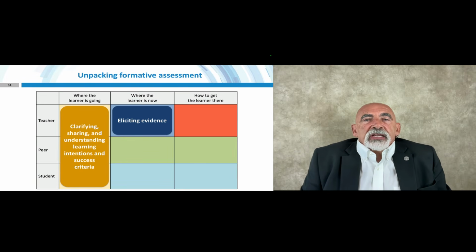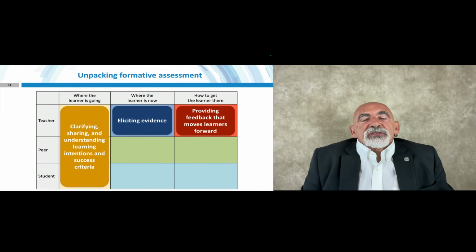The second strategy is eliciting evidence. It's all the ways we find out where students are in their learning, not just questioning, but observing. Then providing feedback that moves learners forward. The big idea here is the mistake people often think that the purpose of feedback is to improve the work the student has handed in. It's not. The purpose of feedback is to improve the learner, to help them do a better job at a similar task at some point in the future.